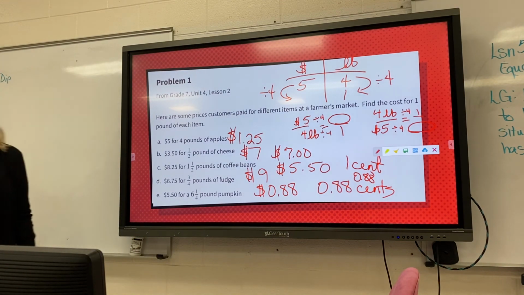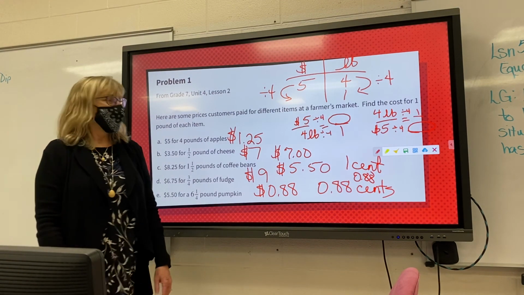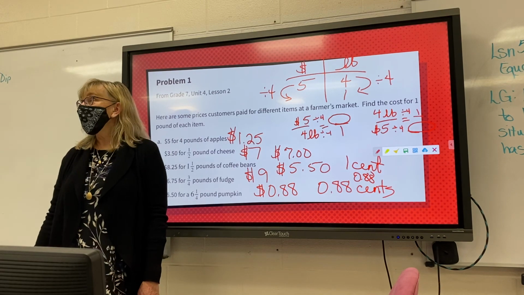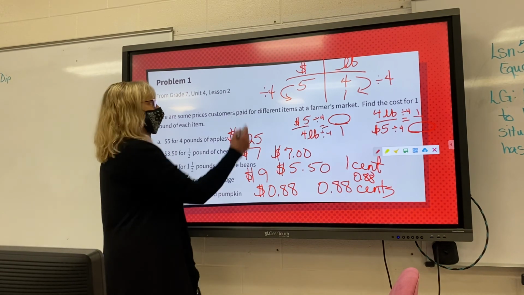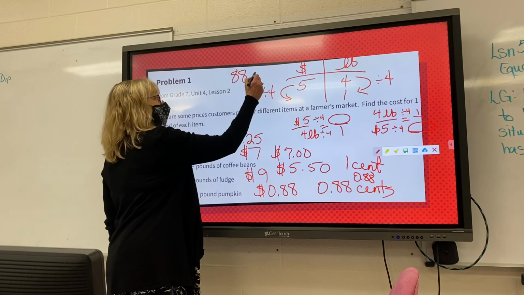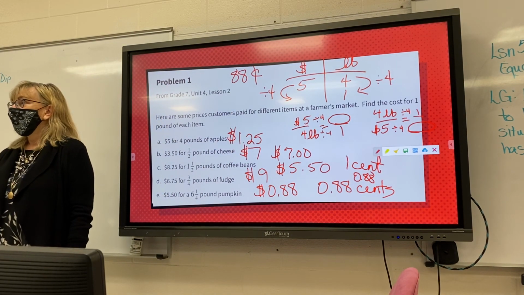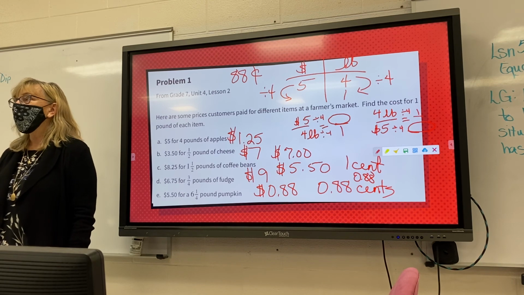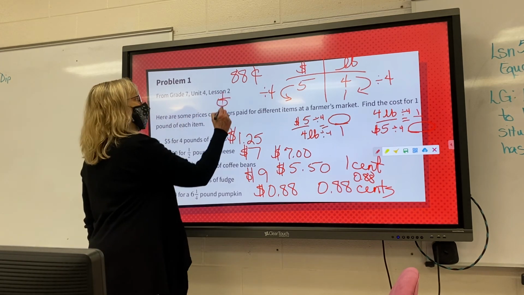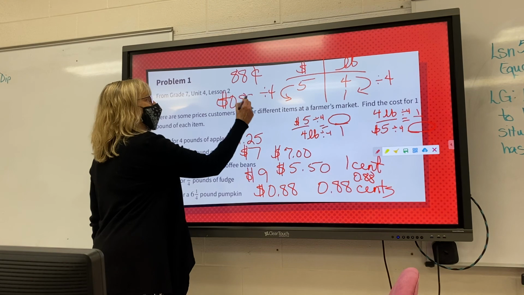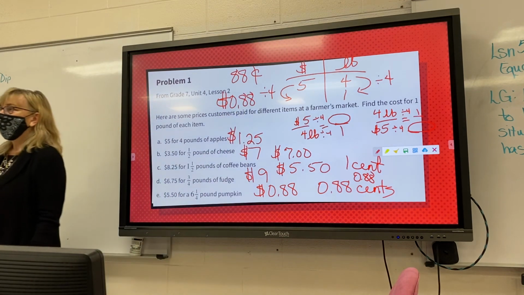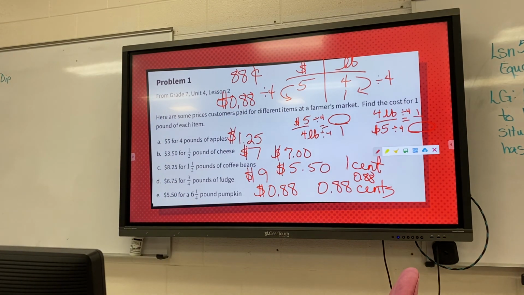Less. If you want it to be 88 cents, right. If you want to write it as cents, you're going to have to write it as 88, and you can use that symbol, 88 cents. But if you write it using the dollar sign, you have to write it like that. It's less than $1. It's 88 hundredths of $1.